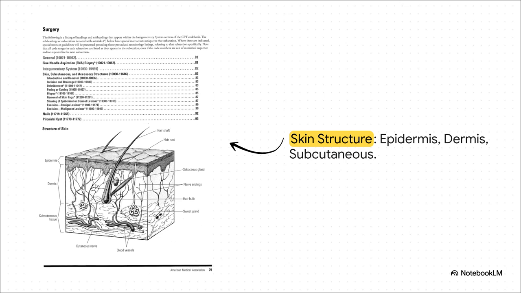Okay, before we can even think about assigning a code, we absolutely have to know the anatomy. This visually breaks down the battlefield of dermatological surgery. You've got the epidermis on top, the dermis right in the middle, and the subcutaneous tissue down below. This is super crucial because your procedure codes will completely change depending on whether a tool stops at the surface or goes deep into that subcutaneous layer. You literally have to know your layers to know your codes.